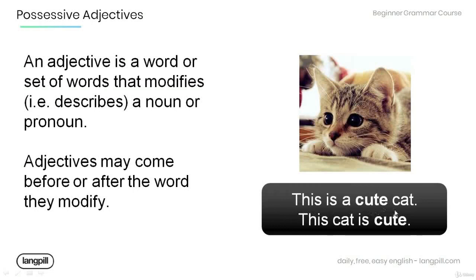This is a cute cat. The adjective cute modifies or describes the noun cat, and it comes before the noun. And in the sentence, this cat is cute, the adjective cute again modifies or describes the noun cat, but it comes after the noun.